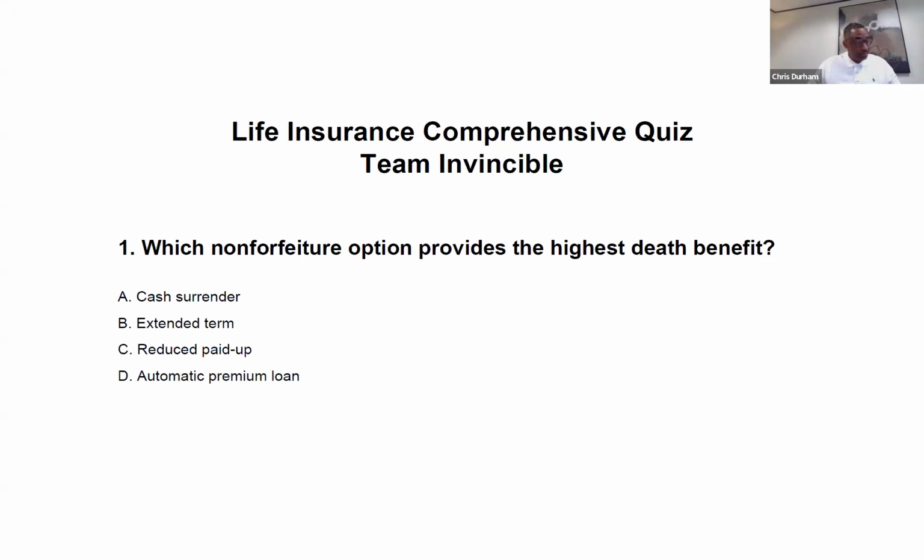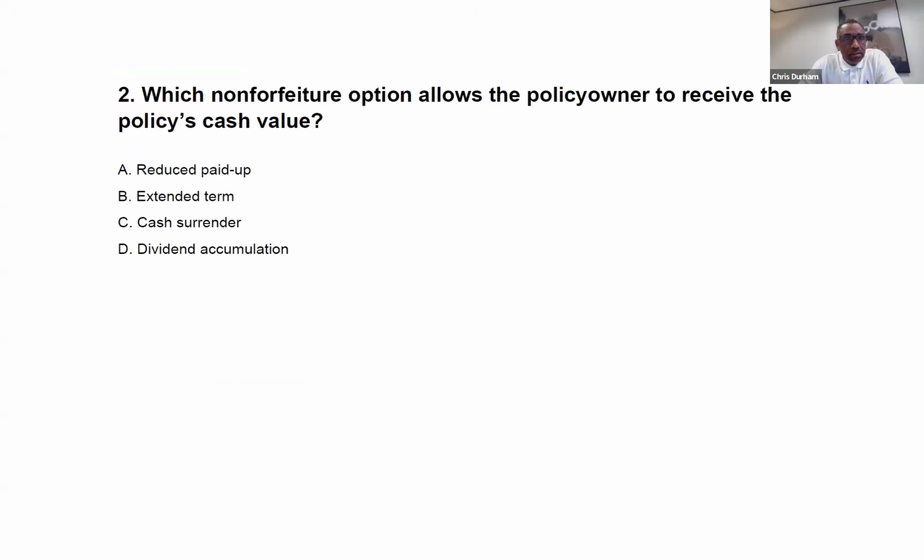Jonathan, take us away. Which non-forfeiture option provides the highest death benefit? Extended term. Yes, sir. Jonathan, congrats, you're exactly right. Extended term. Okay. All right. Number 2.